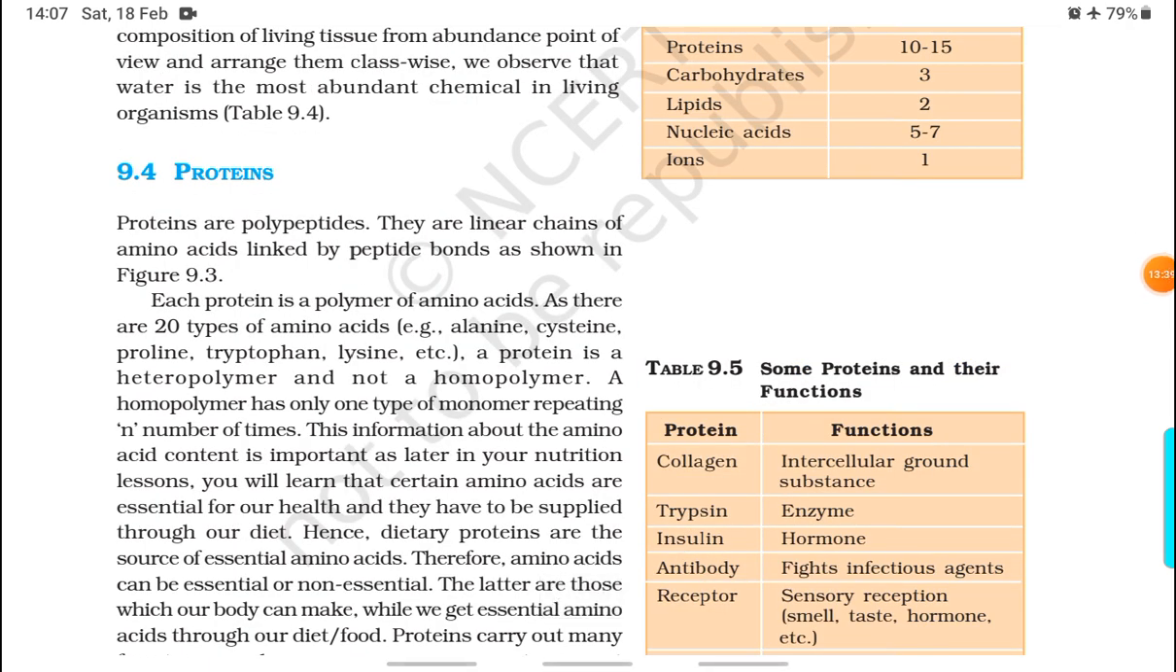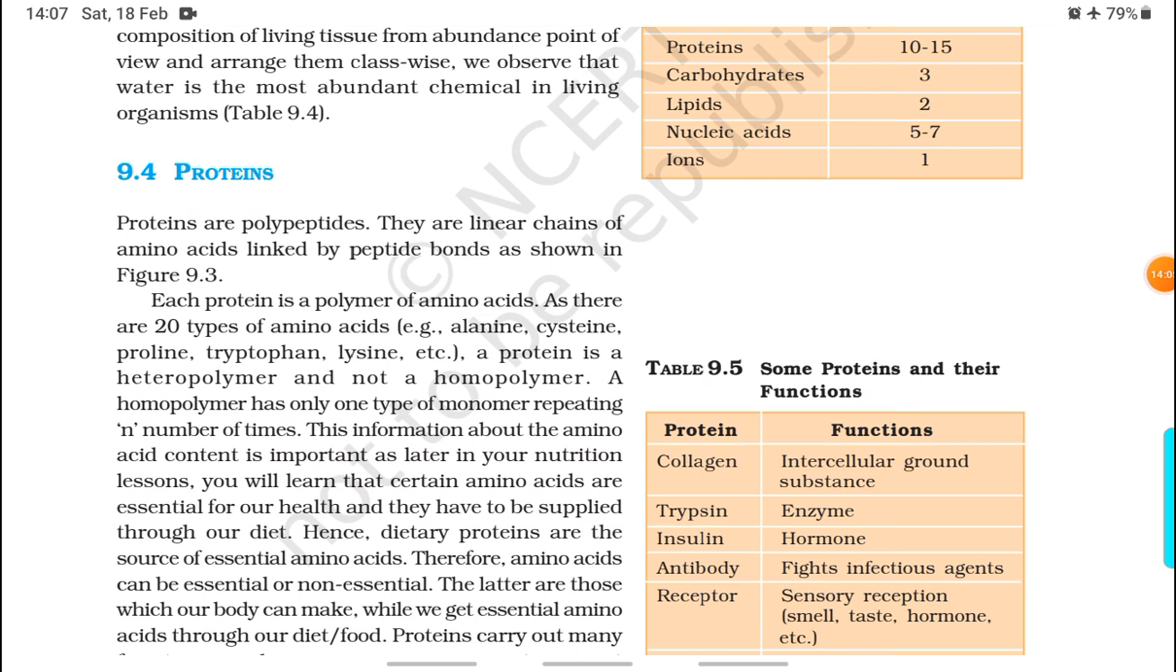Proteins are polypeptides. They are linear chains of amino acids linked by peptide bonds, as shown in the figure. Each protein is a polymer of amino acids. There are 20 types of amino acids, for example alanine, cysteine, proline, tryptophan, lysine, etc. A protein is a heteropolymer and not a homopolymer. A homopolymer has only one type of monomer repeating n number of times.